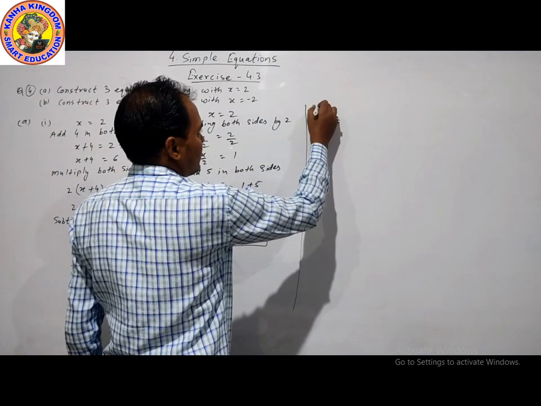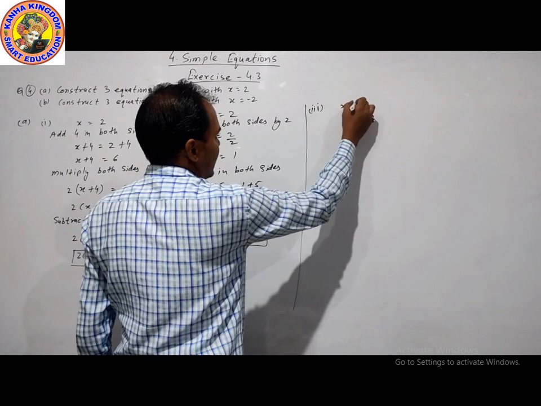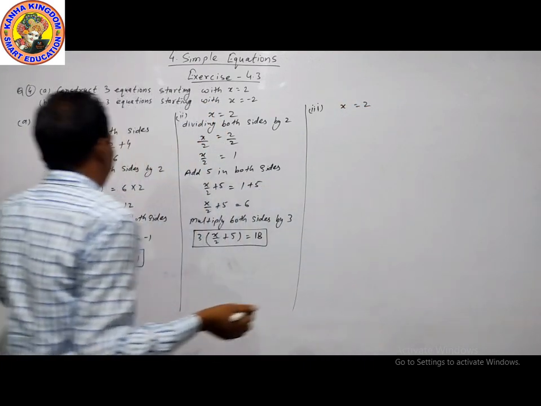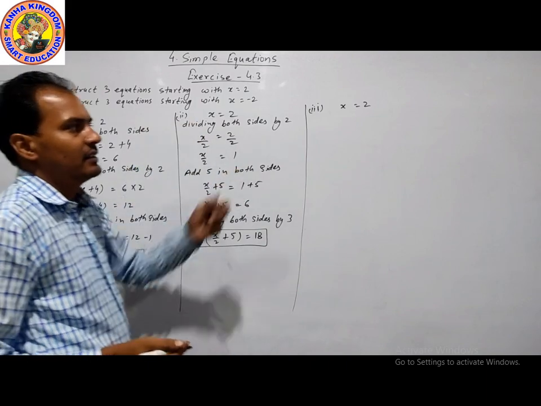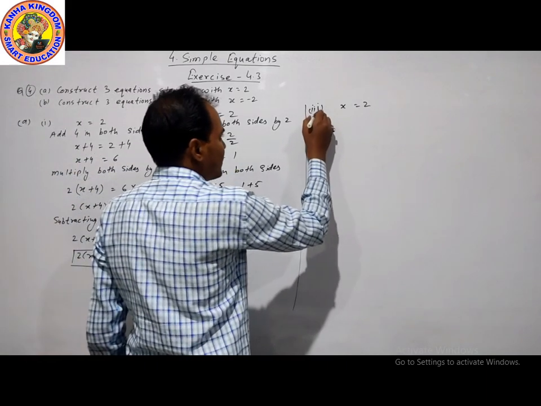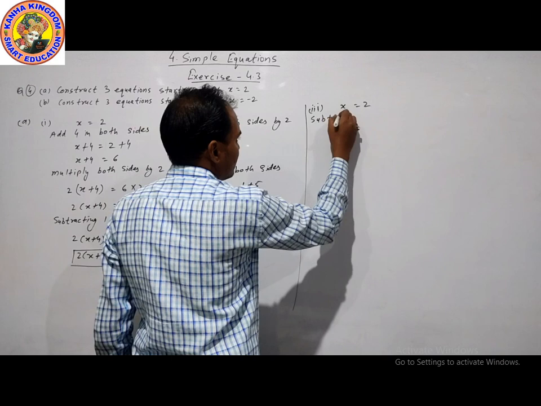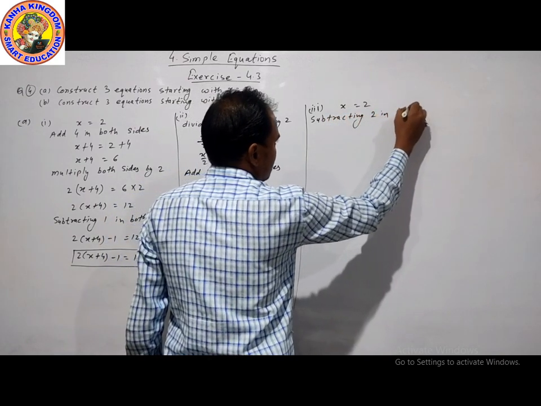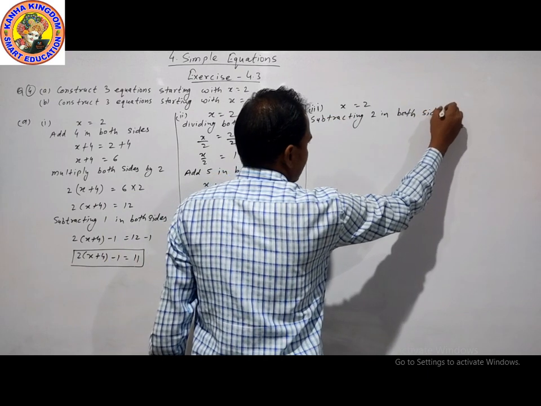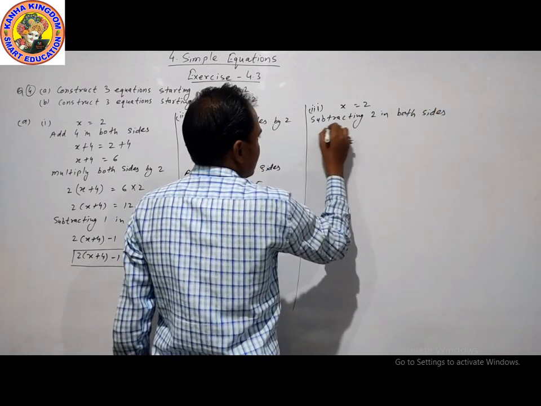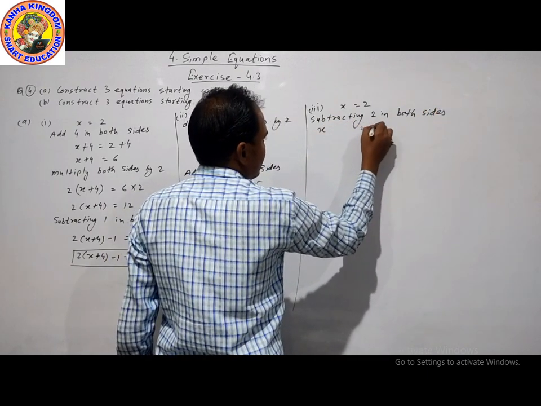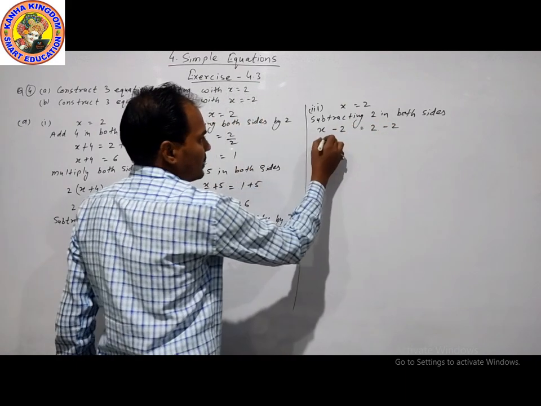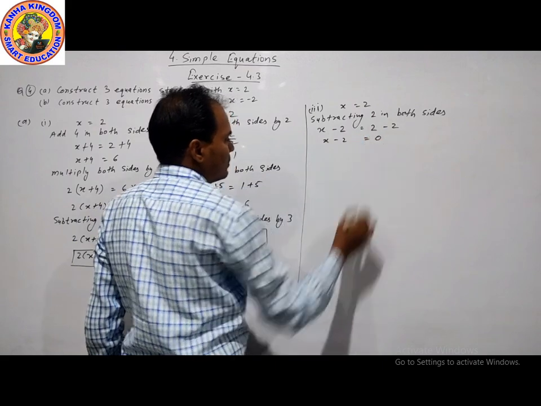We will make third equation. x is equal to 2. In first operation we will add, divide, then I will subtract. Subtracting 2 in both sides. Here is x is equal to 2. Now subtracting 2 in both sides, x minus 2 is equal to 0.